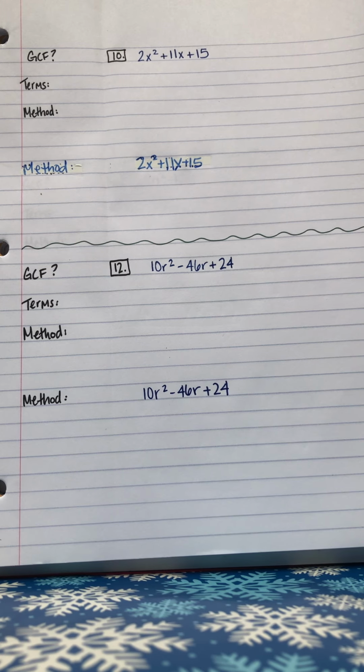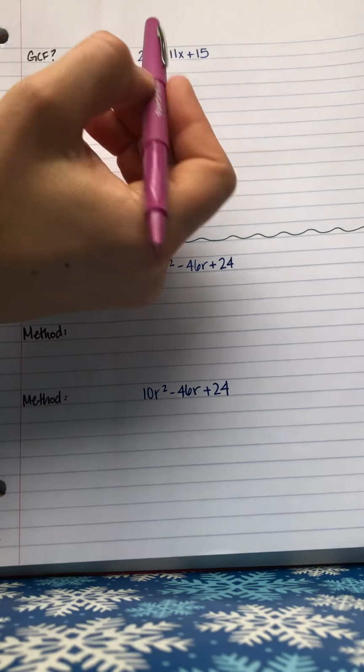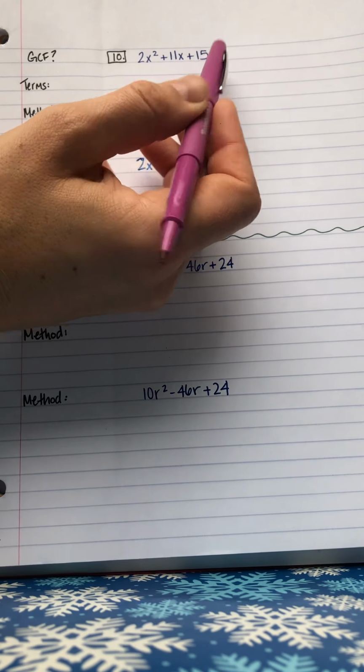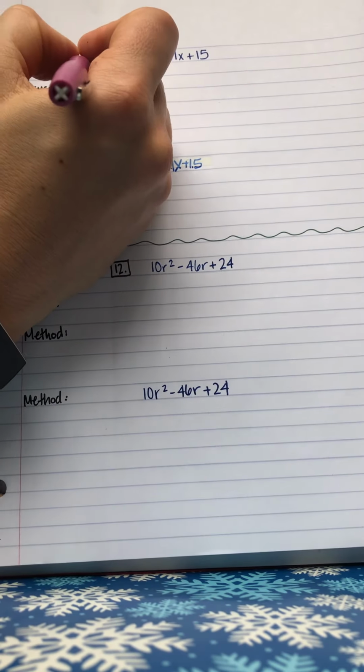Okay, question 1 in number 10: is there a GCF? There is a leading coefficient of 2. Does 2 go into 11 and 15? No, so there is no GCF here.